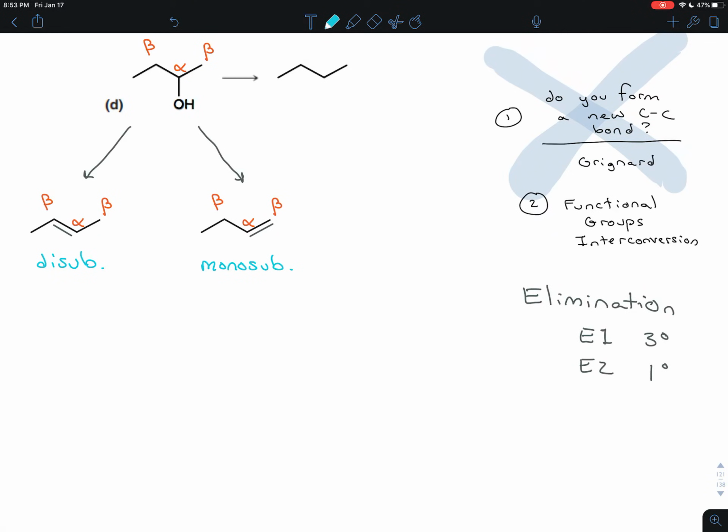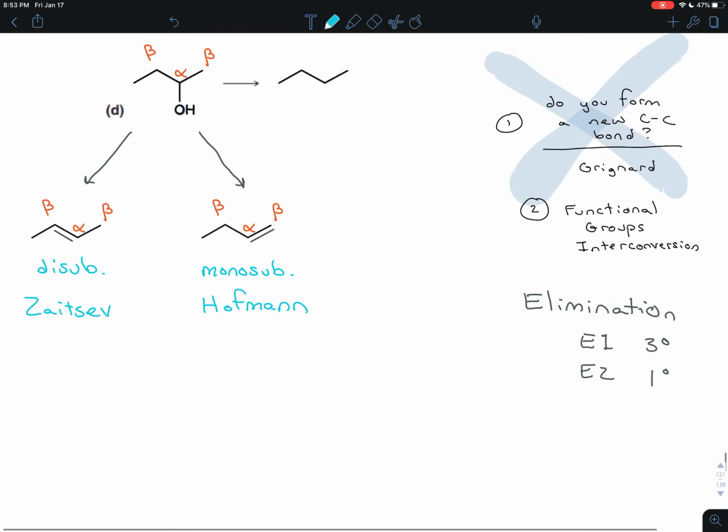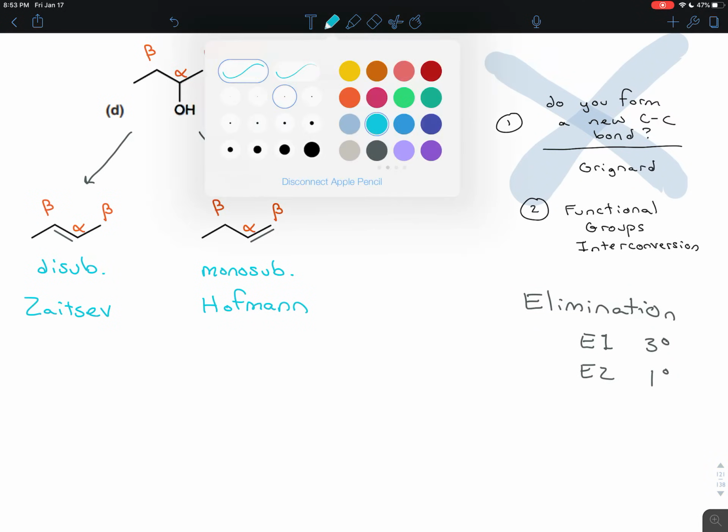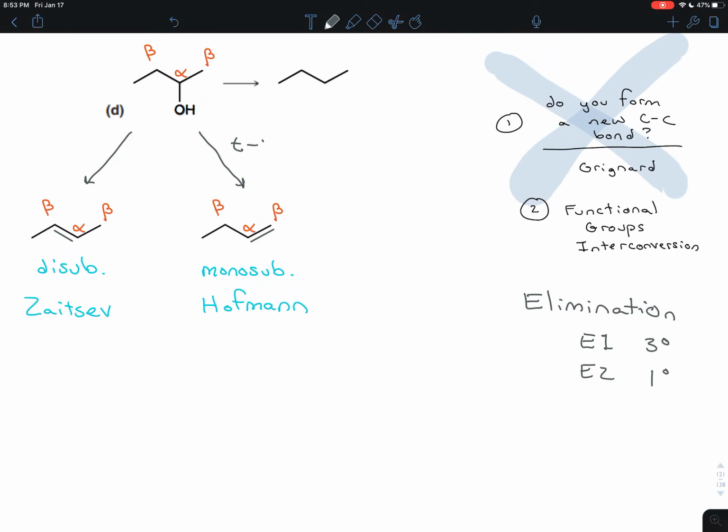Whichever product is less substituted is called the Hofmann product. And whichever product is more substituted is called the Zaitsev product. So this is a review from Organic Chemistry 1. To get the Hofmann product, you use a bulky base, like potassium tert-butoxide. And to get the Zaitsev product, you'd use a skinny base, like sodium hydroxide, sodium methoxide, sodium ethoxide. The Et here stands for an ethyl group, right? So 2 carbons.